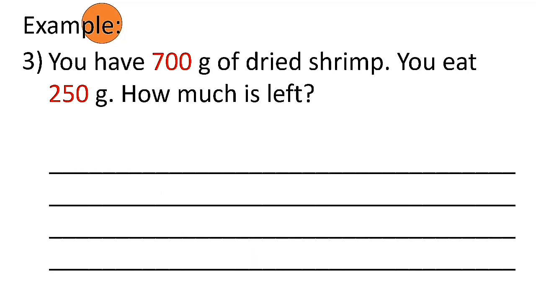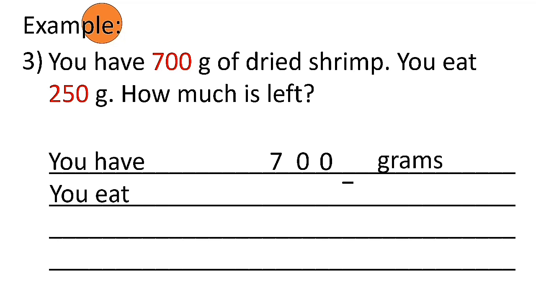Number 3, you have 700 grams of dried shrimp. You eat 250 grams. How much is left? From the words how much is left, what are you going to do? So you have to subtract. Okay, at first you have 700 grams minus you eat 250 grams.